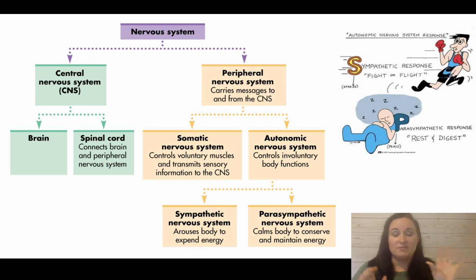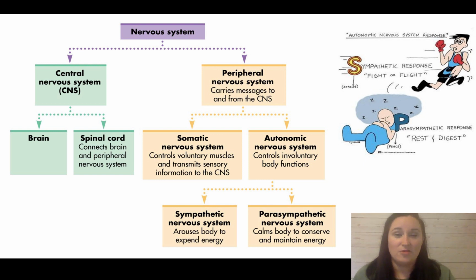The 2 main parts of the peripheral system are the somatic nervous system and the autonomic. Autonomic, think of the word automatic. So this is our body's automatic operating system. These things happen without us thinking about it, like breathing, for example, and heart rate and all that. We can bring those things into conscious awareness, but they also happen without us thinking about it. And then we have voluntary movements, like, for example, walking. So that would be somatic.